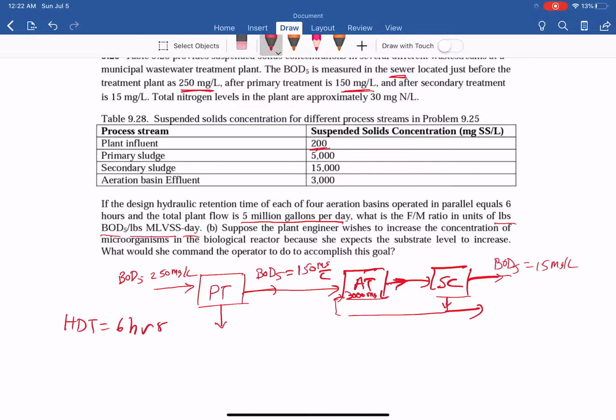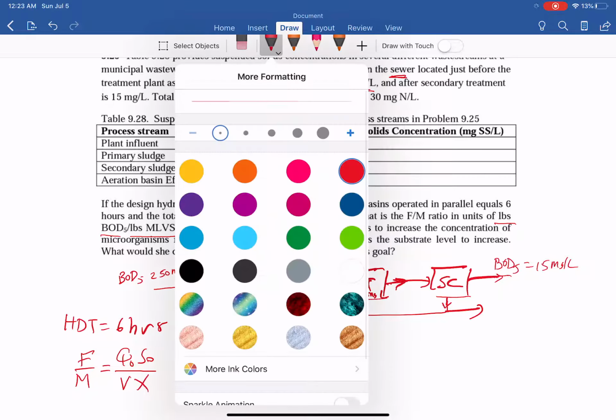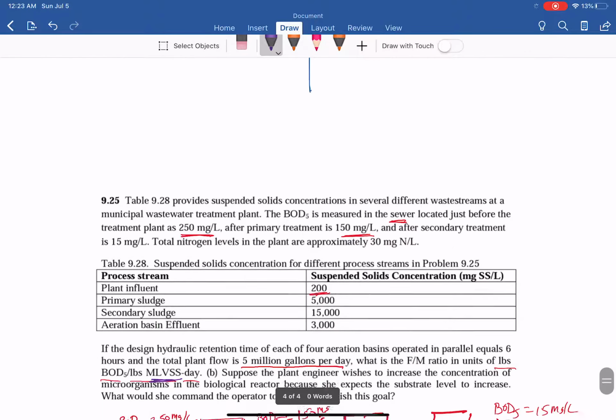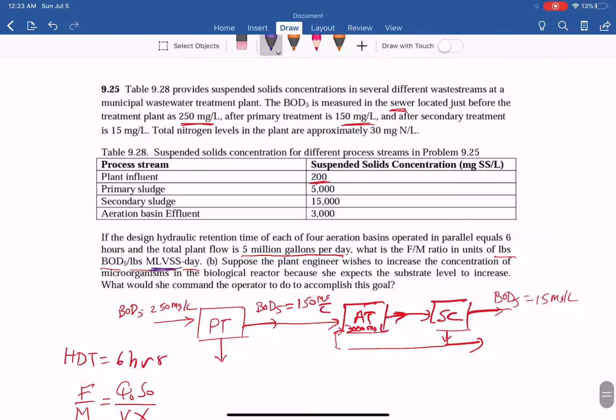So let's find out F over M. Let's put the equation. F over M, food over microorganism ratio, is Q naught, S naught, over V X. Now, remember here in the F/M, he made it as MLVSS, while here, he gave it as MLSS, or suspended solids. So this cannot be done like this.